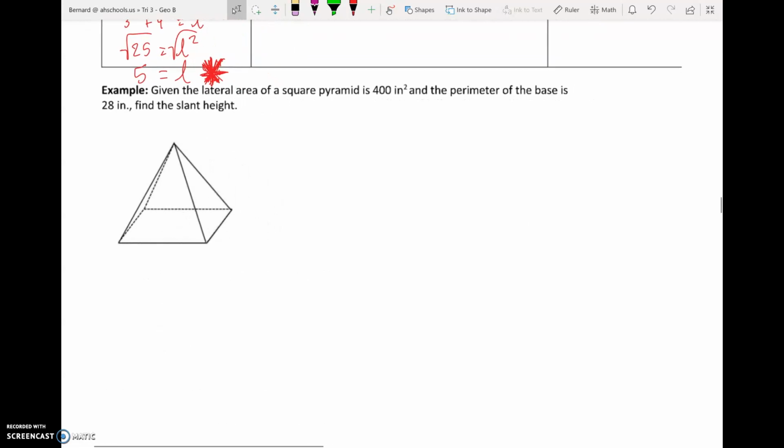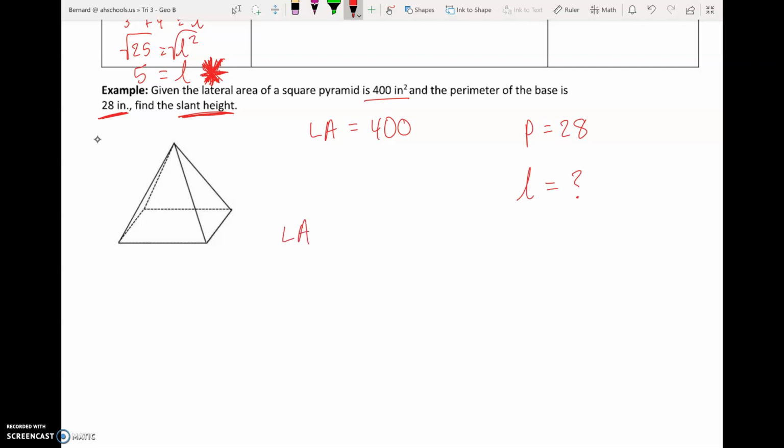So this first example, they tell us the lateral area of a pyramid is 400. So LA equals 400. And the perimeter of our base is 28. So P equals 28. They want us to find the slant height. So L is a question mark, right? And so let's remind ourselves what the lateral area formula is. Lateral area of a pyramid is going to equal perimeter times slant height divided by 2.